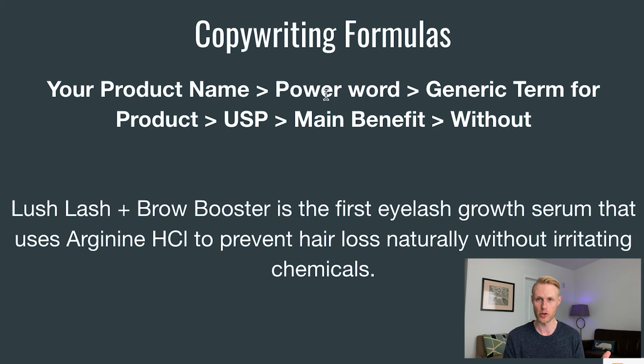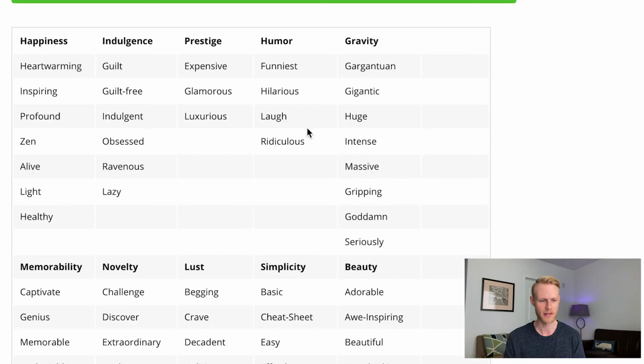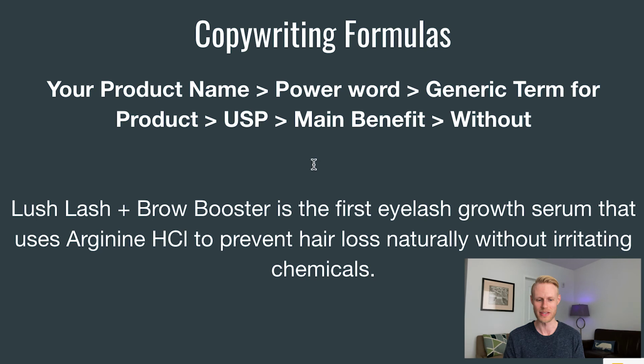Now, if you search on Google power words list, you can find lots of lists of them. I found this list here on sumo.com. So some examples are like inspiring, guilt-free, gripping, awe-inspiring, genius, right? So these are words that really make your copy a lot more enticing to the person that's reading it. So the power word that I chose is the first, right? The first. And then the generic term is just an eyelash growth serum.